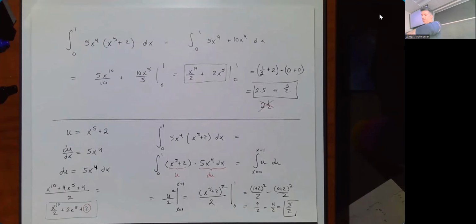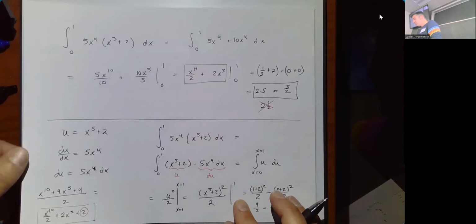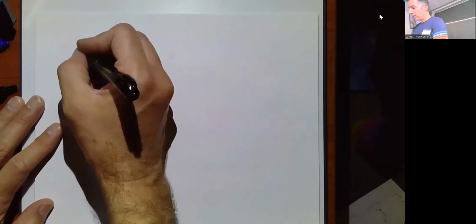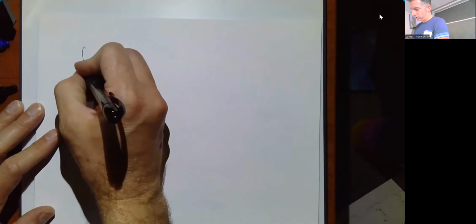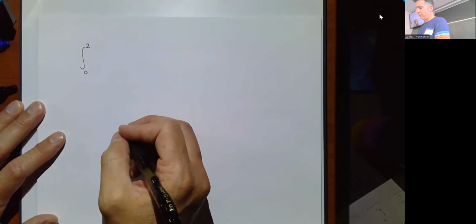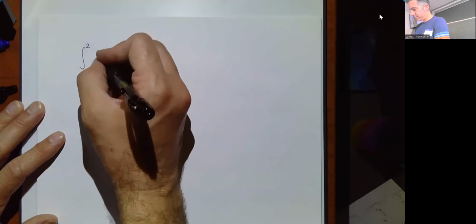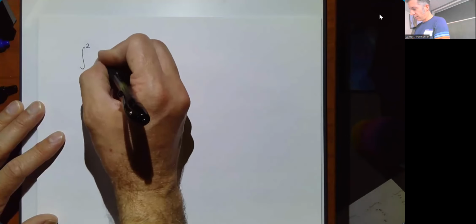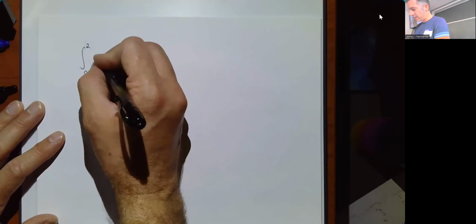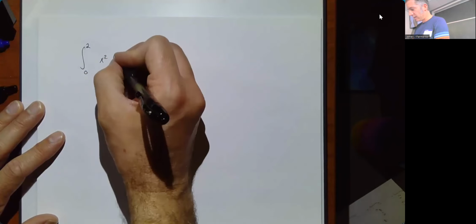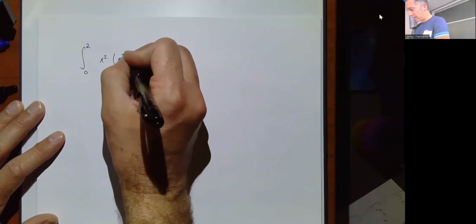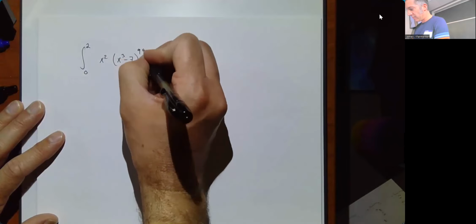For example, I know we're almost out of time here. We'll definitely talk more about this, but let me just show you one more thing. Let's say I wanted to do the integral from 0 to 2 of x squared times (x cubed minus 7) to the 99th power.